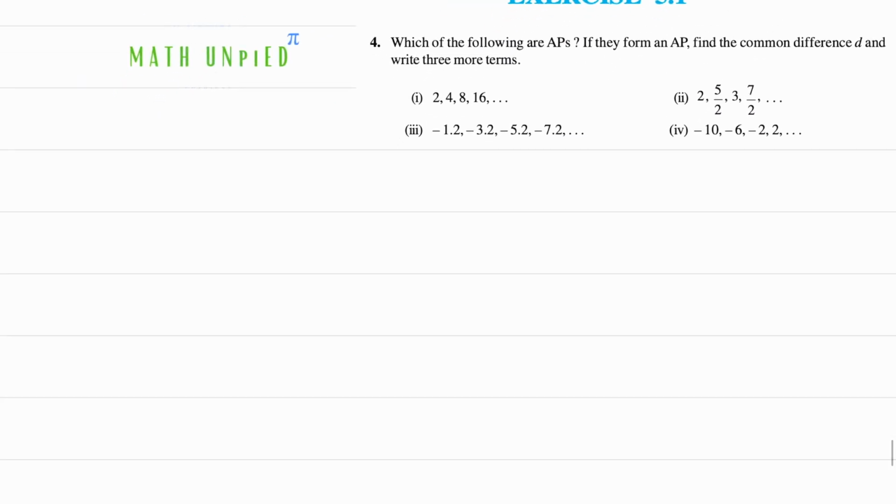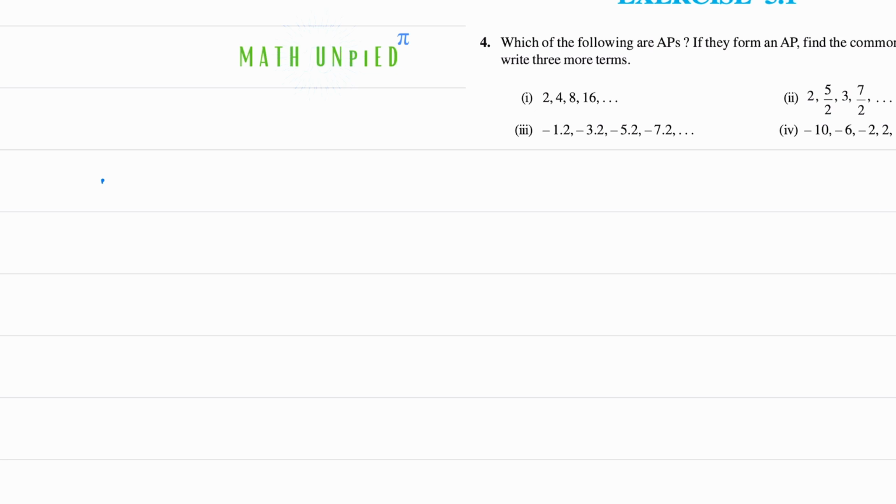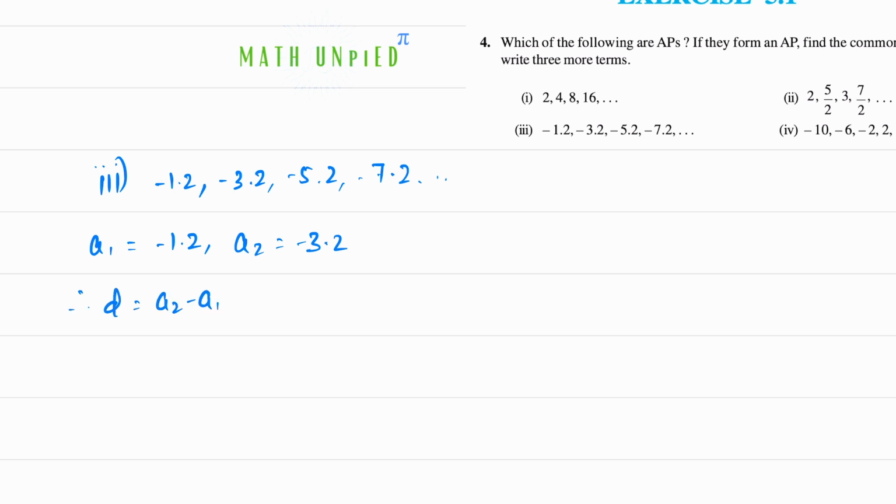Now let's move on to the third subdivision. Negative 1.2, negative 3.2, negative 5.2, negative 7.2. So A1 equals negative 1.2 and A2 equals negative 3.2. Therefore D equals A2 minus A1, which is equal to negative 3.2 minus negative 1.2. So this is negative 3.2 plus 1.2, which is equal to negative 2.